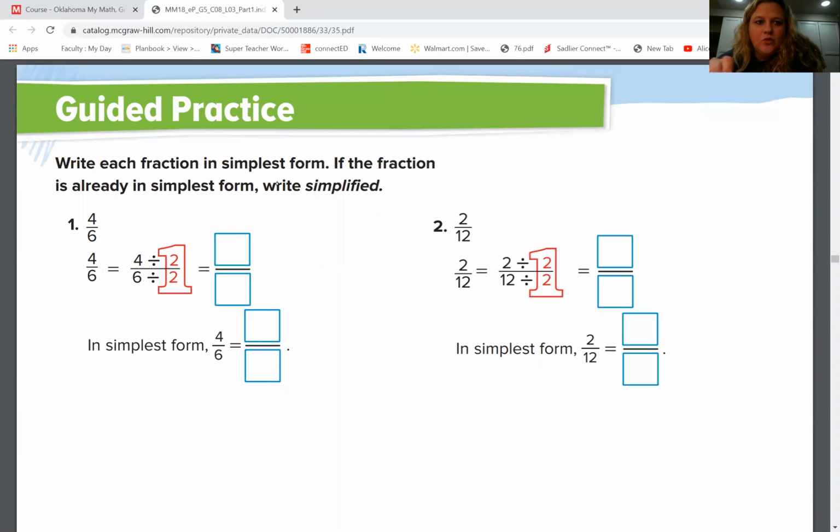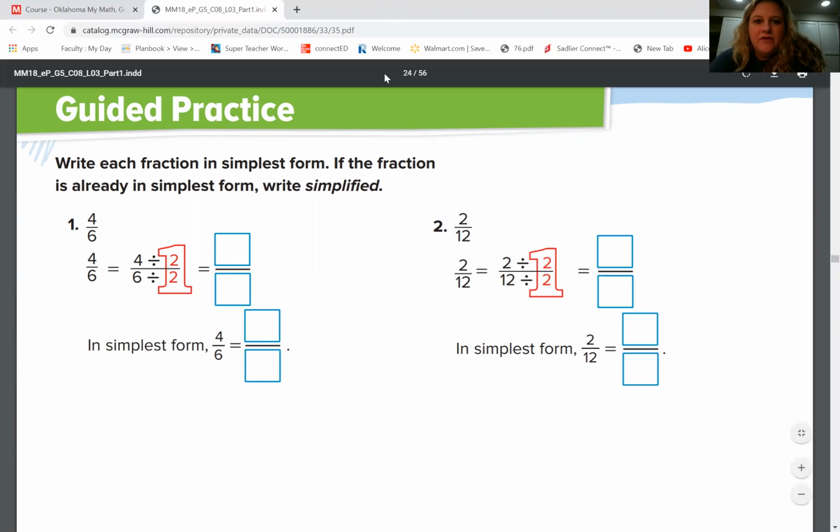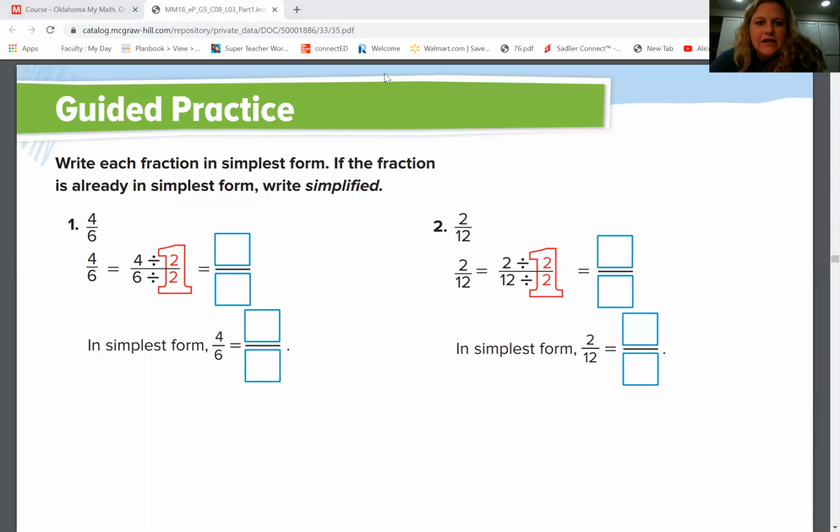Guided practice. Write each fraction in simplest form. If the fraction is already in simplest form, write simplified for already simplified. Okay, I'm going to try to annotate this. See what happens. Wish me luck. Okay. 4 divided by 2 is 2. Look at that, it works. The little things right now. 6 divided by 2 is 3. So this is now simplified.